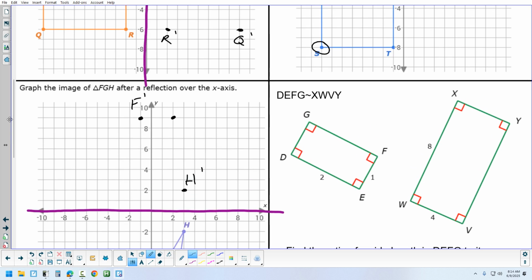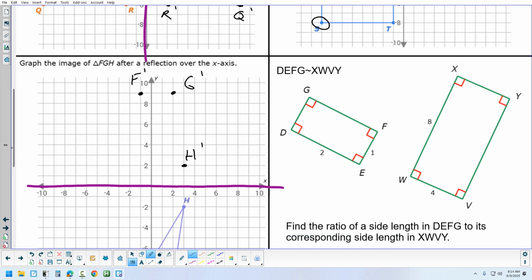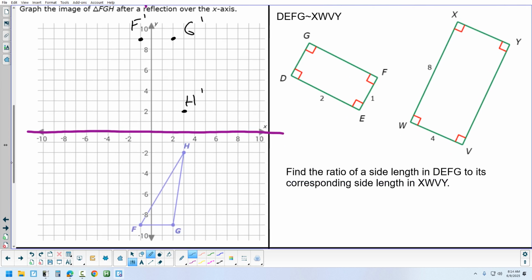And that's G. There you go. Okay, so the last IXL is basically they give you 2 shapes, and you just have to figure out how much bigger or smaller the other shape is.